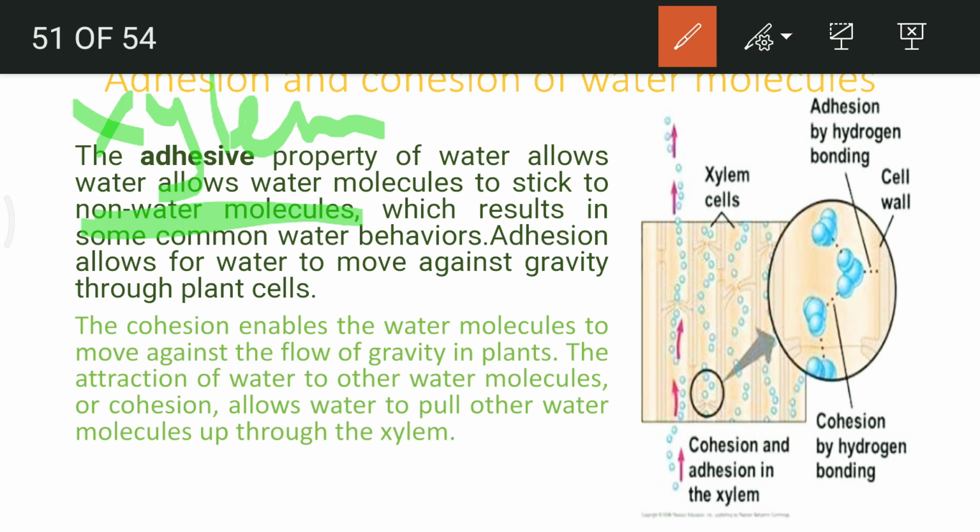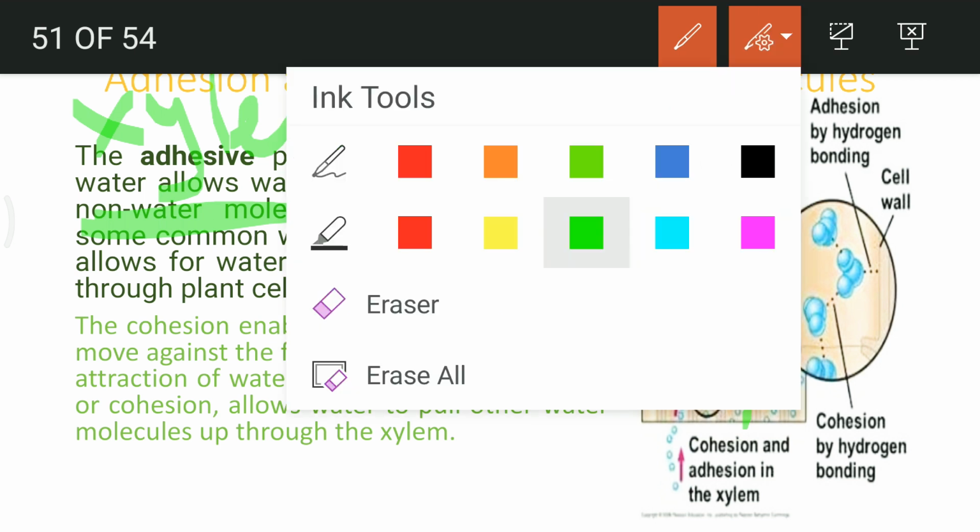Adhesion allows water to move against gravity through the plant cells. So think that a tube is there and water is attaching to the tubes. All the water is attached to the tubes. Now not only that, these tubes are very fine. They are very narrow. And because they are narrow, as you can see over here in the diagram, water molecules are attached, and in between there is a pore. These pores are what kind of pores? Yes, they are the plasmodesmata.